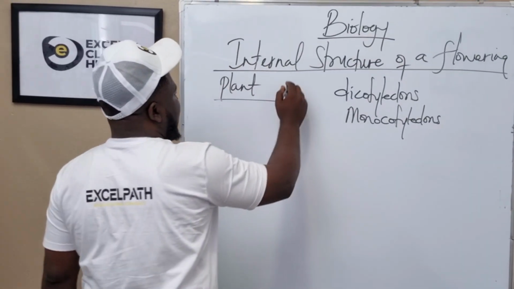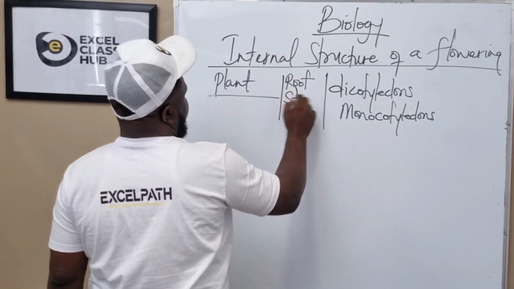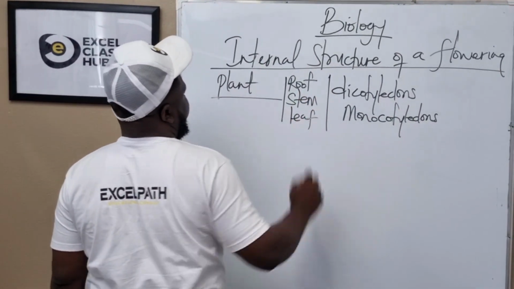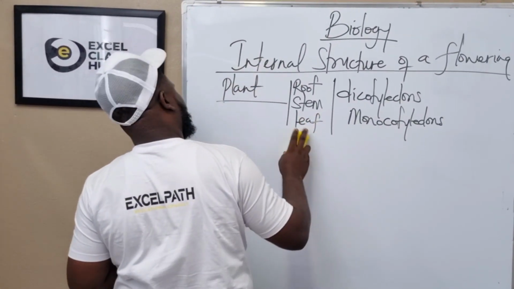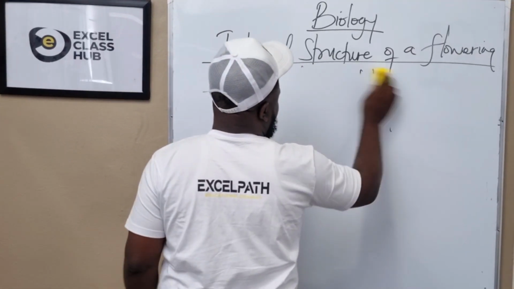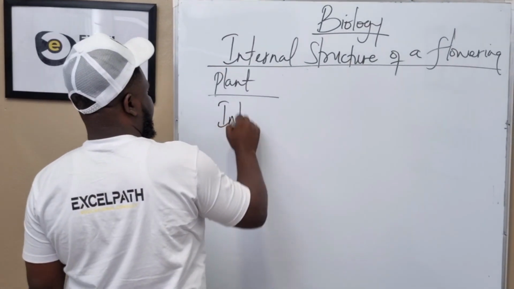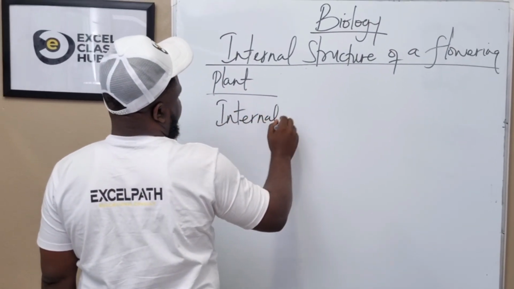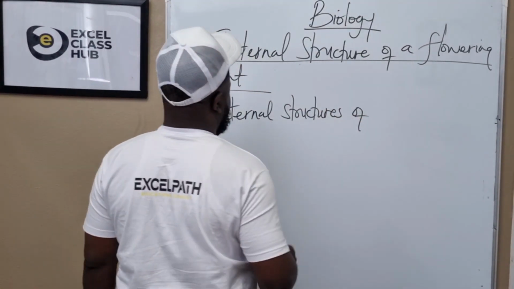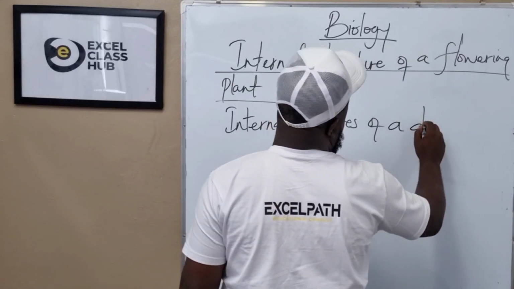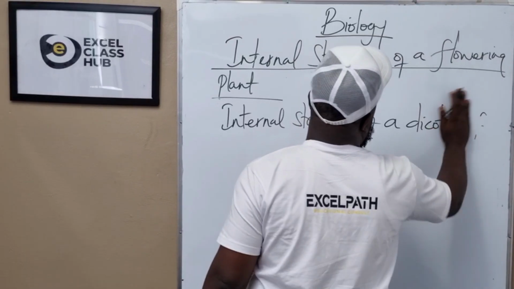And remember, there are three parts we are going to be studying: the internal structure of the root, the stem, and the leaf. So let's begin with the internal structure of a dicot root.